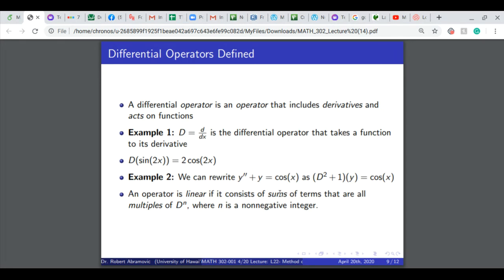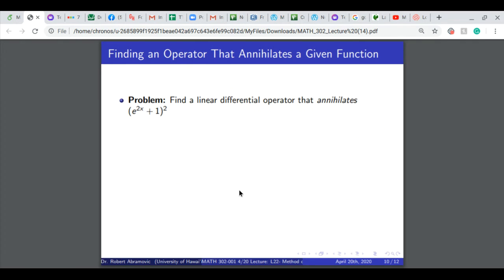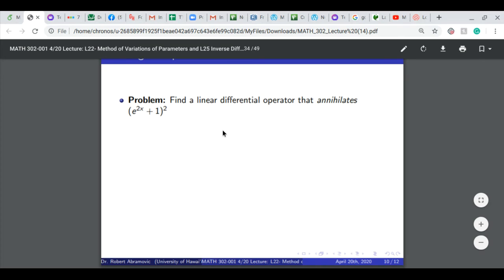An operator is linear if it consists of sums of terms that are all multiples of d to the n, where n is a non-negative integer. That's pretty straightforward, because if you differentiate a function n times, undoing it is integrating a function n times. Now, you have some practice problems based on this. Find a linear differential operator that annihilates, that means sends to 0, e to the 2x plus 1 squared.